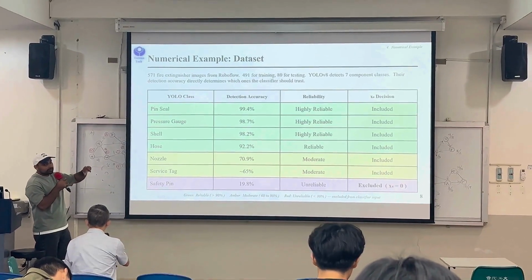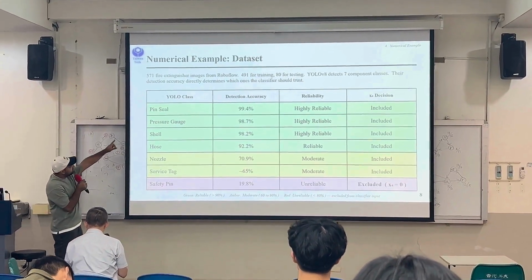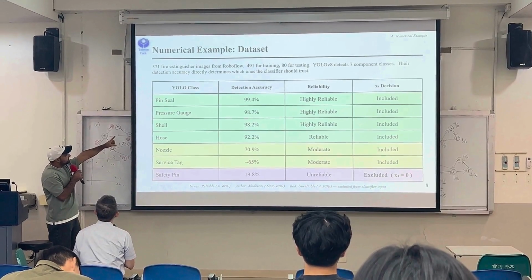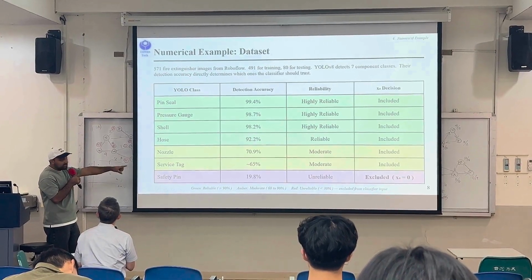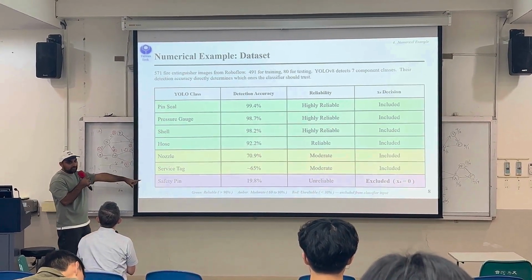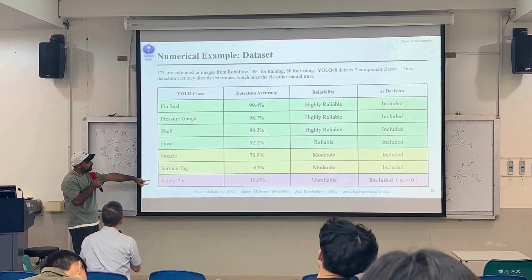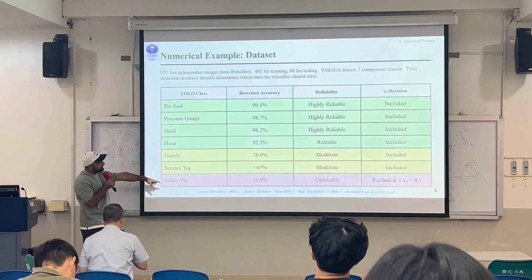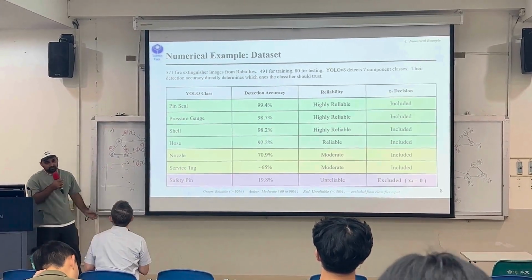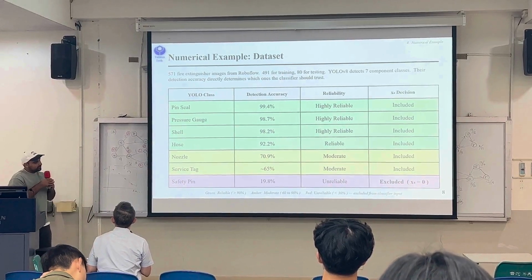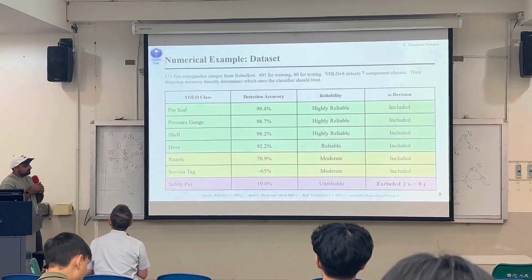The 7 component classes were, as you can see on the left side, pin seal, pressure gauge, shell, hose, nose, service tag and safety pin. Safety pin is the least trained class here. Why? Because it has only 19.8%. When I was running this in Python, it gave me the lowest result for safety pin.